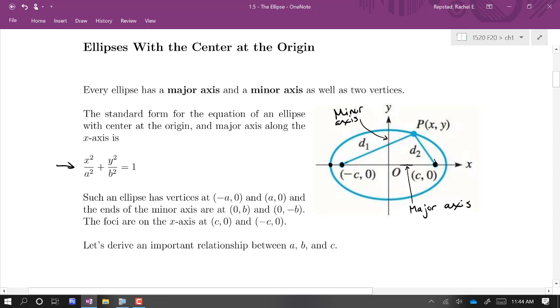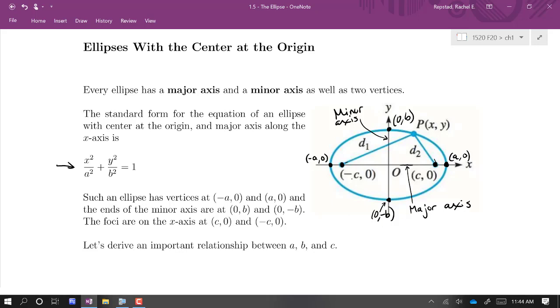So let's plot those points. Let's mark those down: (negative a, 0) and (a, 0). These are two vertices. So an ellipse has two vertices. These points at the ends of the minor axis don't have a special name. They're just called the ends of the minor axis. So there's (0, b) and (0, negative b). And the foci are located at (c, 0) and (negative c, 0). So here we go. A, B, and C, in this ellipse, are actual coordinates.